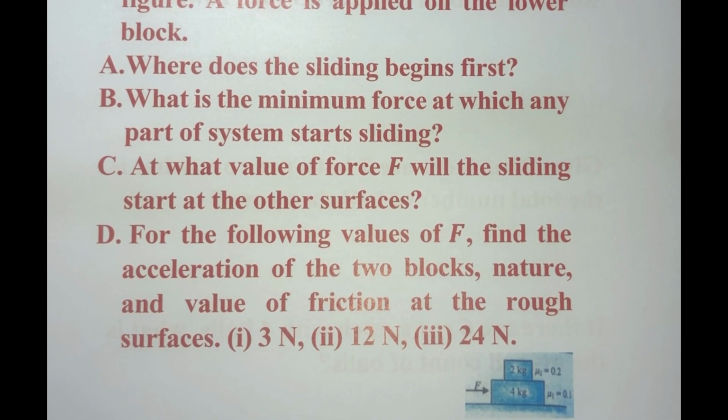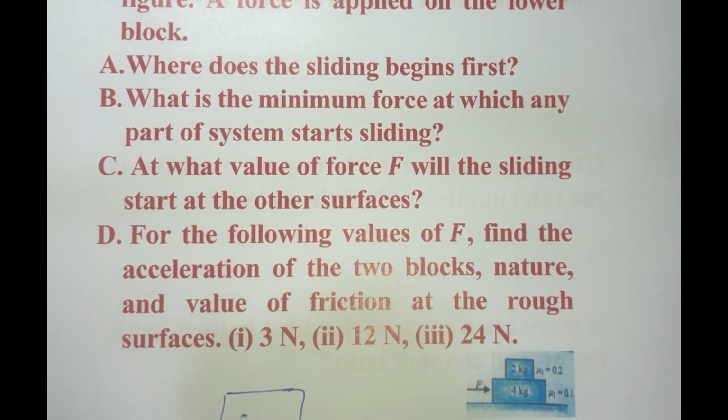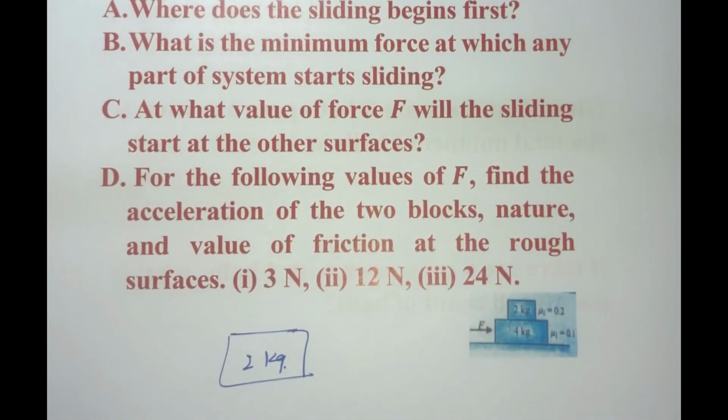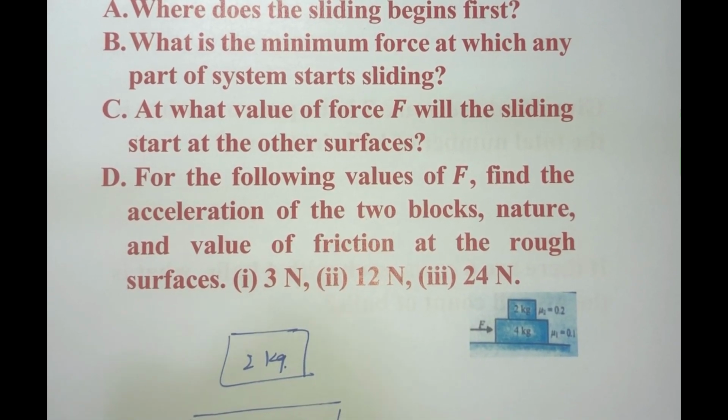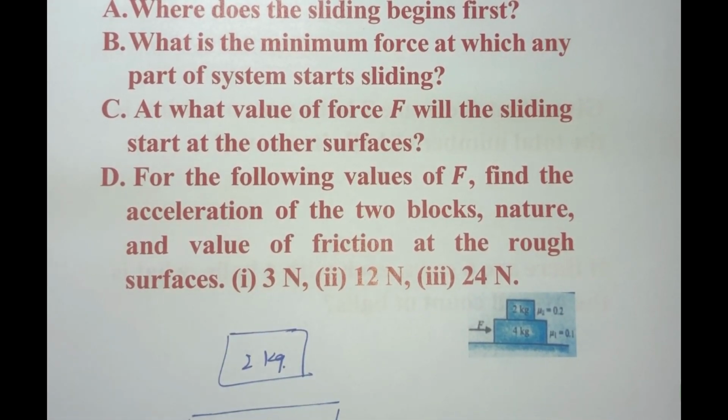So first of all, let us find out the value of the friction between the 2 kg and 4 kg blocks and between the 4 kg block and the ground. So let us draw a free body diagram. So this is our 2 kg and this is our 4 kg. A force F is being applied on the 4 kg block.